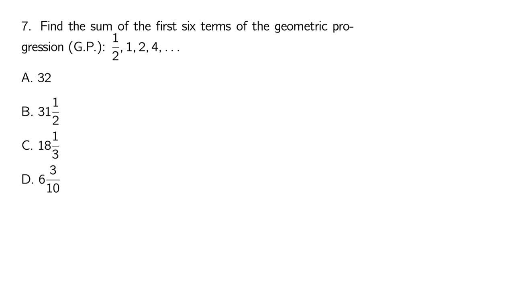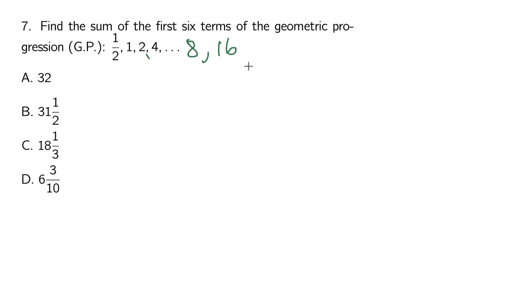Okay, the next problem is question 7. It says, find the sum of the first 6 terms of the geometric progression, or GP, half, 1, 2, 4. Now in this geometric progression, what can we observe? We can observe that the common ratio is 2. In other words, to go to the next term, you multiply by 2. Half times 2 is 1. 1 times 2 is 2. 2 times 2 is 4. So the next term is 4 times 2, which is 8, and then the next term, 8 times 2, which is 16.